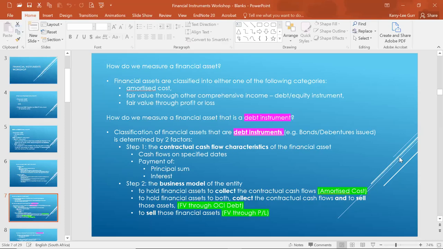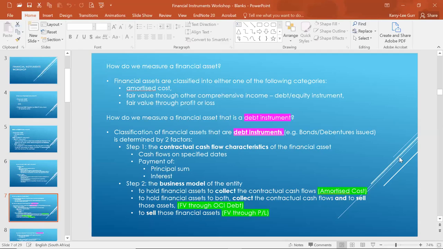So for a financial asset, technically there are three categories. However, I like to say there are 4 categories. You do have amortized cost as your first category. Your second category is fair value through OCI. Now, you can have fair value through OCI for debt instruments and fair value through OCI for equity instruments. So I do like to separate those because there is a slight difference as we go through our measurement of OCI for debt or equity instruments. And then our last method is fair value through profit or loss.